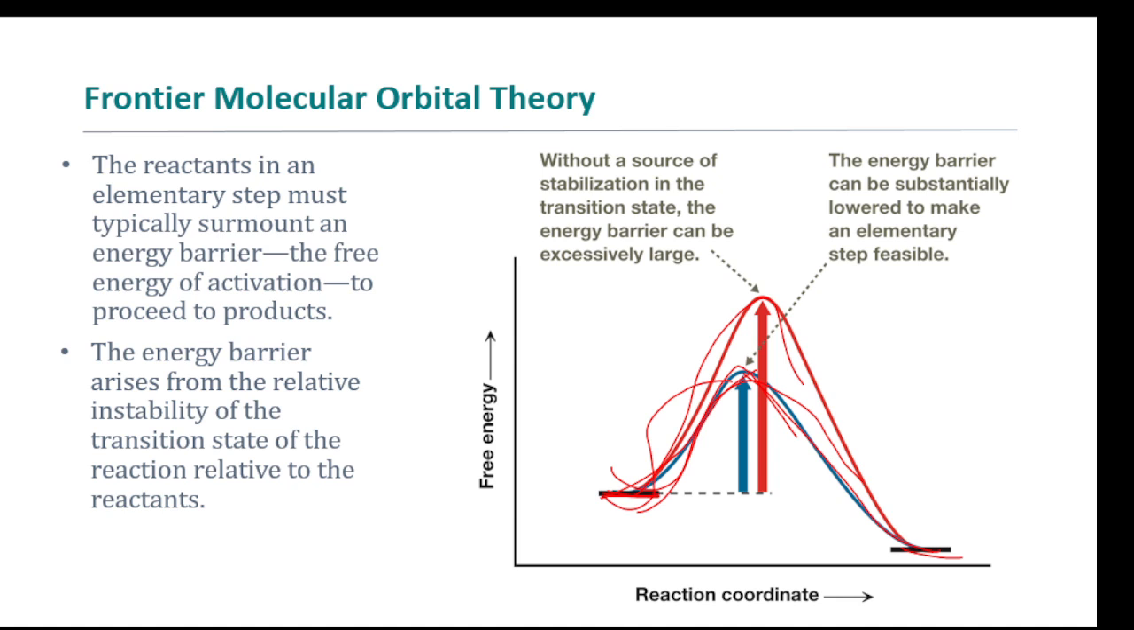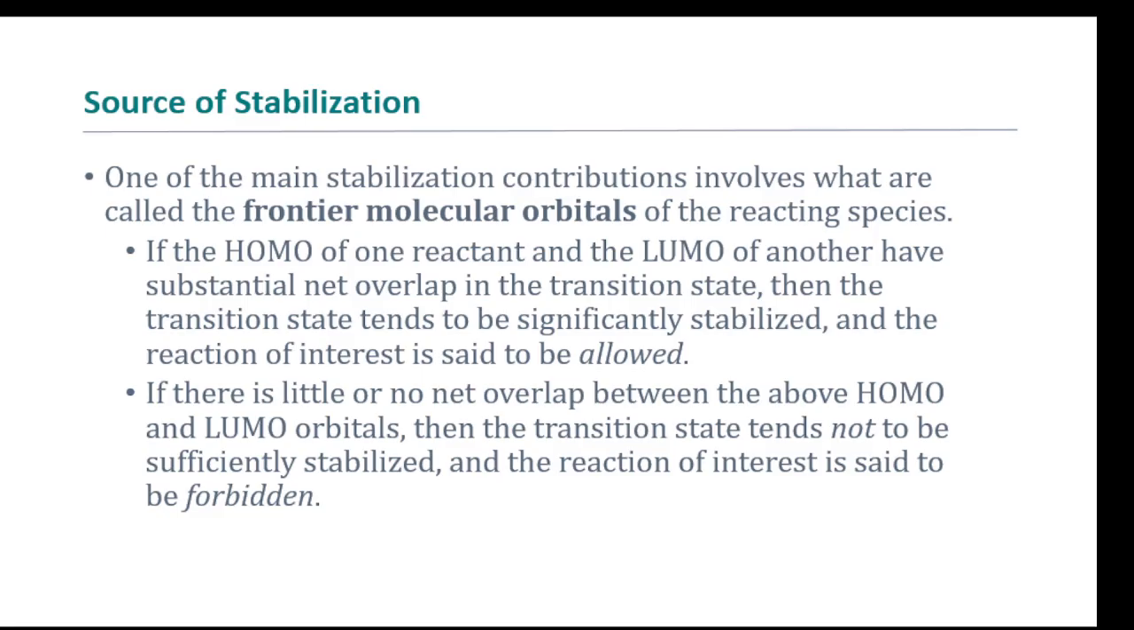Okay. All right, so one of the main stabilizing contributions is going to involve the frontier molecular orbitals again, like we had discussed. The HOMO of one reactant and LUMO of the other reactant have to substantially have a net overlap in your transition state. Where's that transition state again?